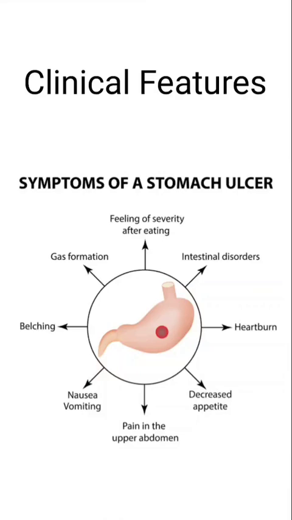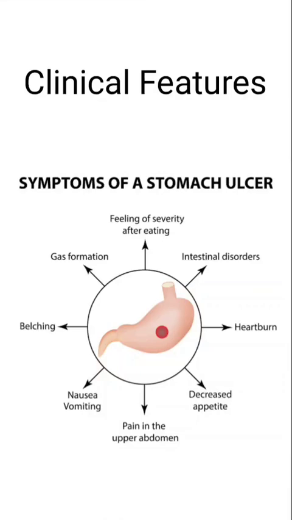Another common clinical feature which may be seen here is hematemesis. That means vomiting of blood. Hemat is blood and emesis is vomiting, which may be seen in cases of bleeding ulcers. Last, anorexia, loss of appetite and loss of weight are seen.